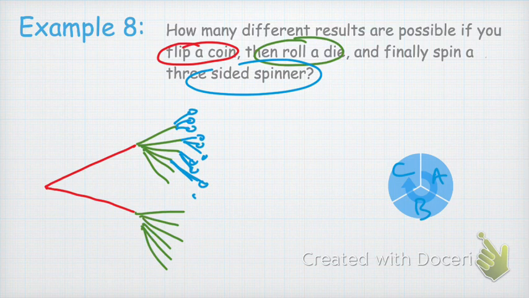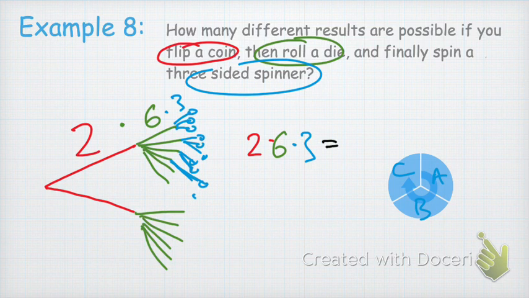So how do we get how many total leaves there are quickly? Well, there were 2 possibilities here. For each of those possibilities, there were 6. So 2 times 6. And then for each of those, there were 3. So 2 times 6 times 3 would be the final answer. And that's just big enough, I think I'm going to grab a calculator. 2 times 6 times 3 is 36. So there are 36 total options.